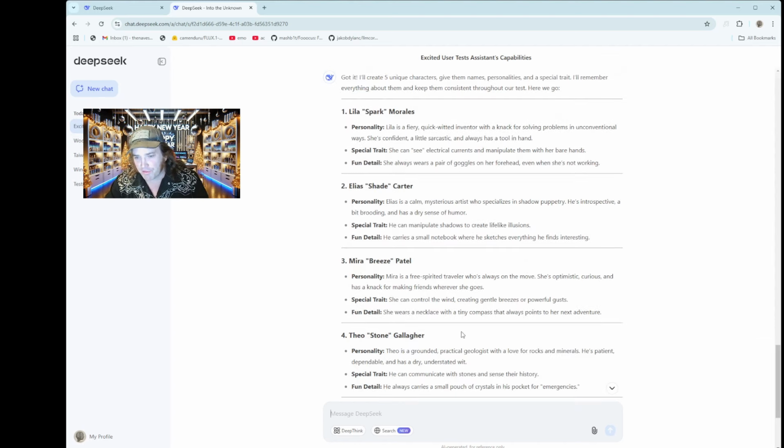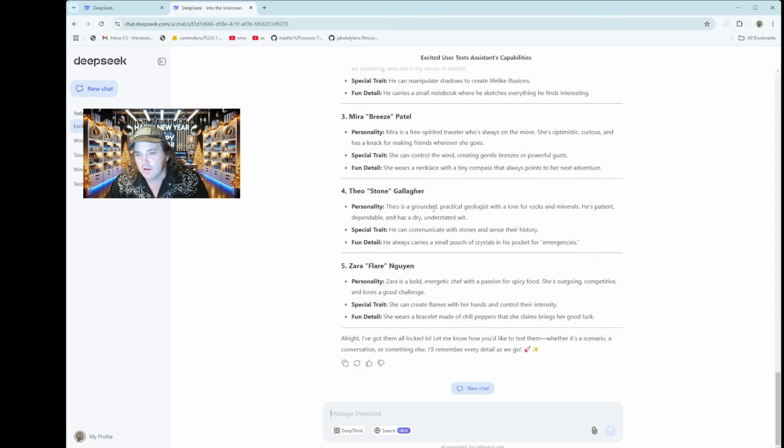Okay, let's go. Theo Stone Gallagher is a grounded, practical geologist with a love for rocks and minerals. He's patient, dependable, and has a dry, understated wit. Special trait: he can communicate with stones and sense their history. Nice. He always carries a small pouch of crystals in his pocket for emergencies. Okay, cool. Let's see.